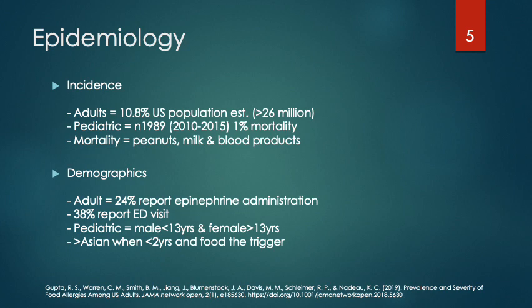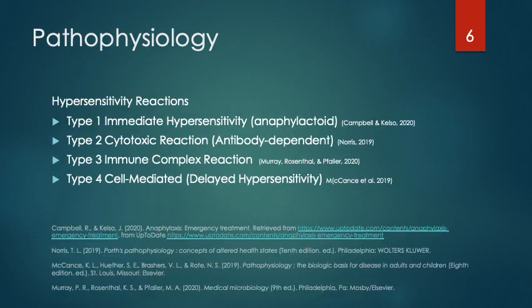And looking at this survey-based approach or literature that reviews over 26 million cases of anaphylaxis in North America, that's over 10% of the population. You'll see that pediatric mortality is quite low, less than 1%, and that mortality is associated with milk, peanuts, and blood products. In adults, 24% of that population reports epinephrine administration, but only 38 report an emergency department visit. In pediatrics, anaphylaxis is associated with males younger than 13 years of age and females greater than 13 years of age. And then in the Asian subgroup, in children less than 2 years of age, the predominant trigger is food.